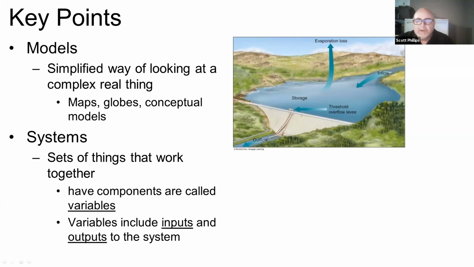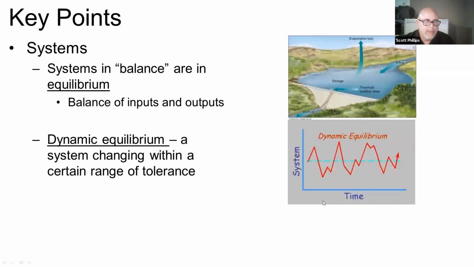Systems are kind of a similar concept, but we can go a little deeper and say that they are a set of things that work together. And they have variables. They have inputs and they have outputs. So in the case of our reservoir, it has variables. It has inputs like inflow and outputs like evaporation and outflow.